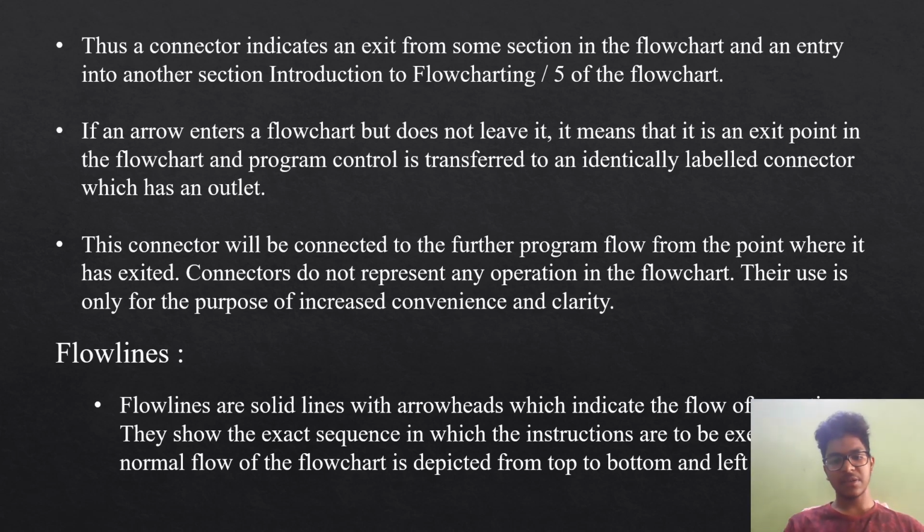Flow lines are solid lines with arrowheads that show the exact sequence in which the instructions are executed. Normal flow of the flowchart is from top to bottom or left to right.